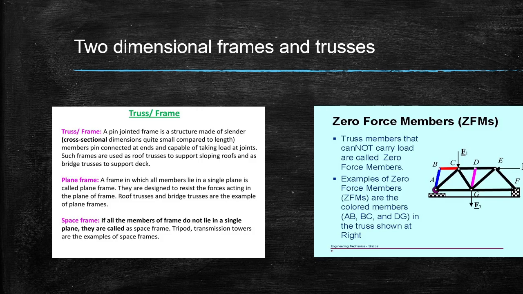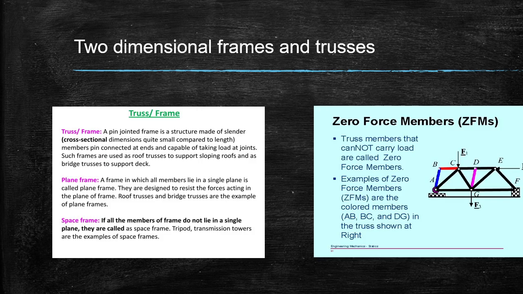Now, what is a plane frame and a space frame? In a plane frame, all the members are in the same section, meaning if we draw one section, all the members come in that one section. In a space frame, all the members are not in one plane. If you draw a section, it will not cover all the members. An example is a tripod. There are 3 legs, so you can't make a single cut which covers all the tripod legs.